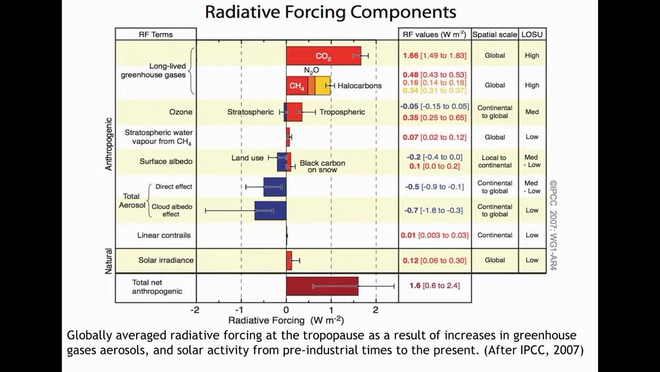So, is everybody familiar with this or something similar to this figure? This one, I think, was the 2007 report, but there's a 2013 report from the IPCC. Are you familiar with the different error bars? Do you understand what the different radiative forcings are? The only thing to note here is the error bar associated with aerosols. So the total aerosol, the direct effect, and the cloud albedo effect. What does this tell you? What does this bar here tell you?